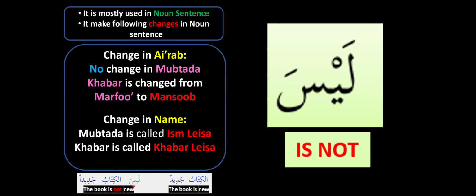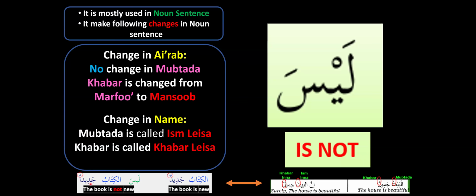And what other thing changed? If you carefully look here, jadidun was marfu in the original sentence because it's a noun sentence and the mubtada and khabar are both marfu. But what's happening here? After the introduction of laysa, khabaru laysa got changed. Al-kitab is still marfu like it was before, but this time the khabar has been changed. Khabaru laysa is mansub. I hope you are clear with that.